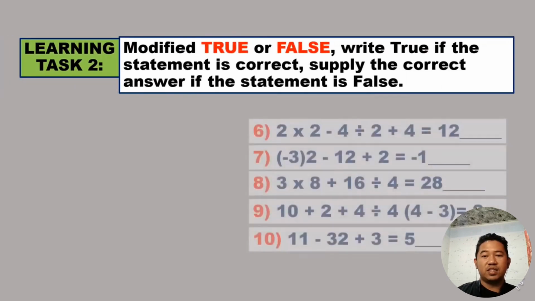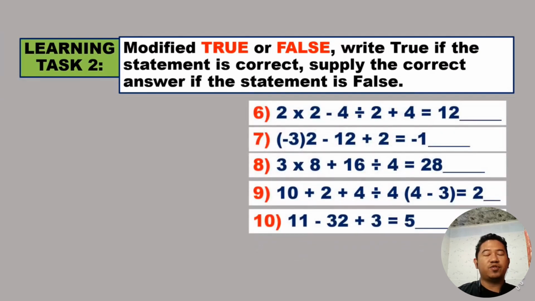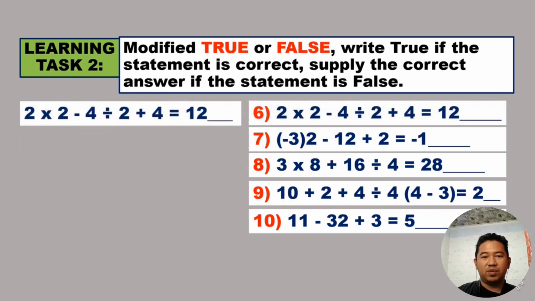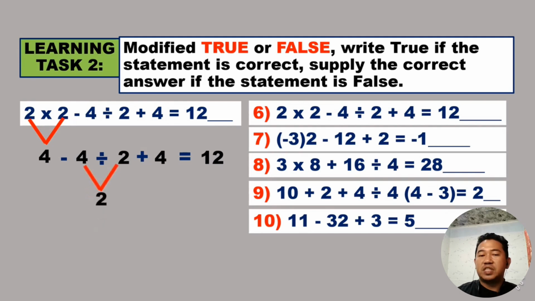So this is a continuation. You have to answer 6 to number 10. So you will write it down in your math notebook. So as you can see here, this is the proper solution. So in your notebook, I want to see this kind of solution so that we can determine if we are following PEMDAS. Very good. That's correct. That's the rule.